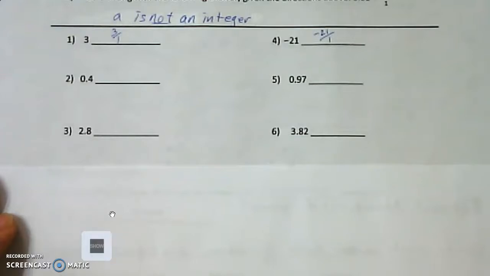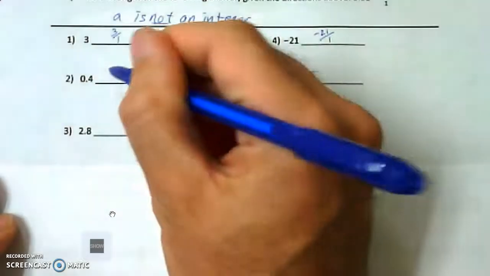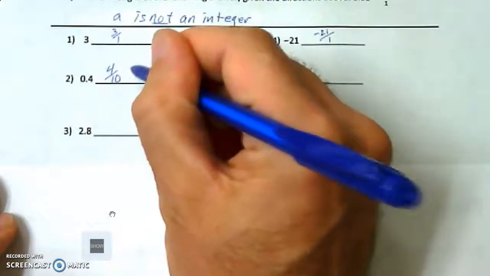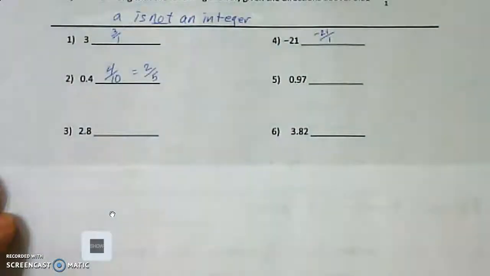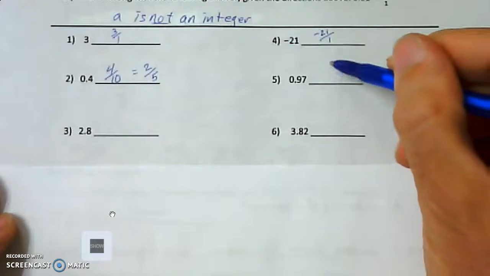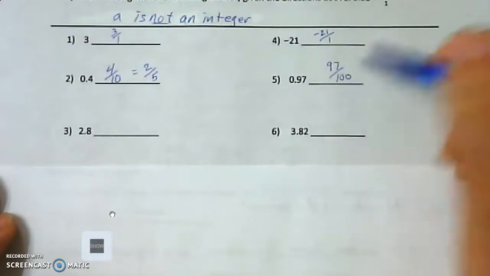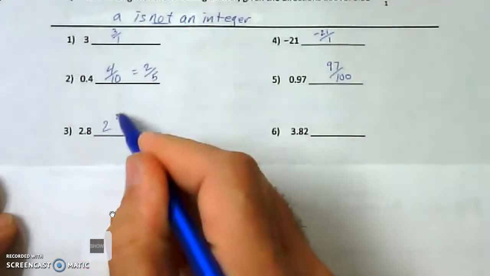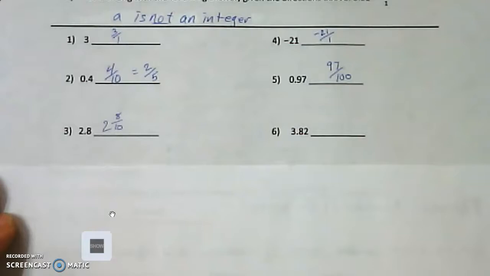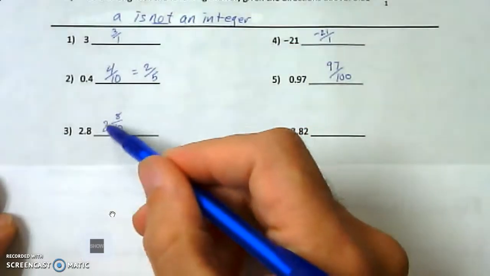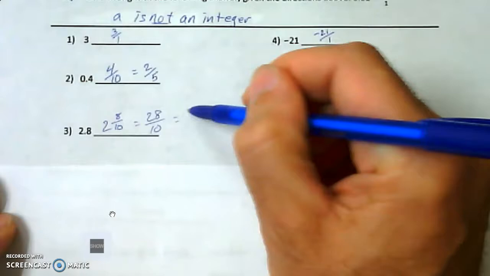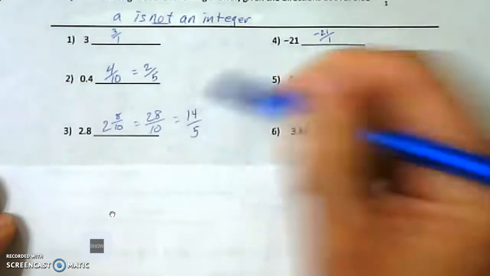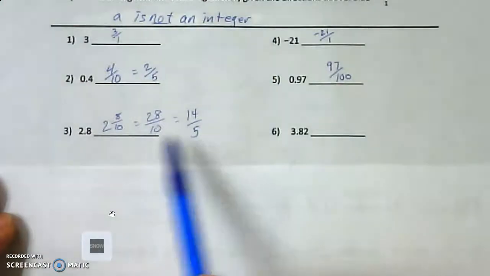2, I would read 4/10. 4/10. Again, you can simplify into 2/5. 97 hundredths. 2 and 8/10. Can't leave it there. 28/10. Or divide them both by 2, 14/5. Either one of these two are fine.